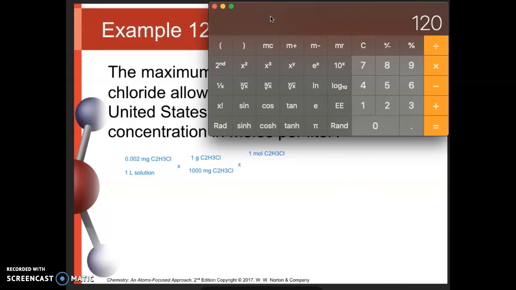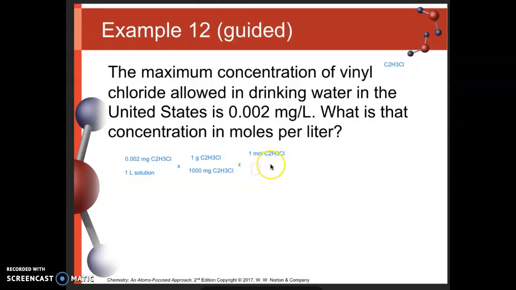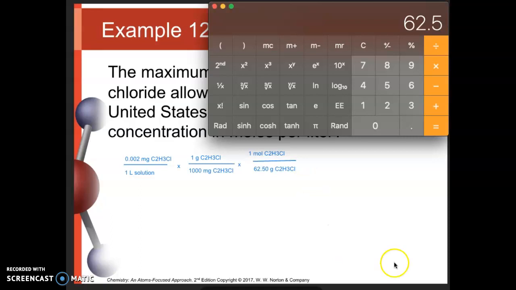So carbon 12.01, there are 2 of them. 1.01 for hydrogen, and there are 3 of them. And then 35.45 for chlorine, there's just 1 of them. 62.50 is my molar mass. Put in my fraction lines here real quick. And get out the calculator again.